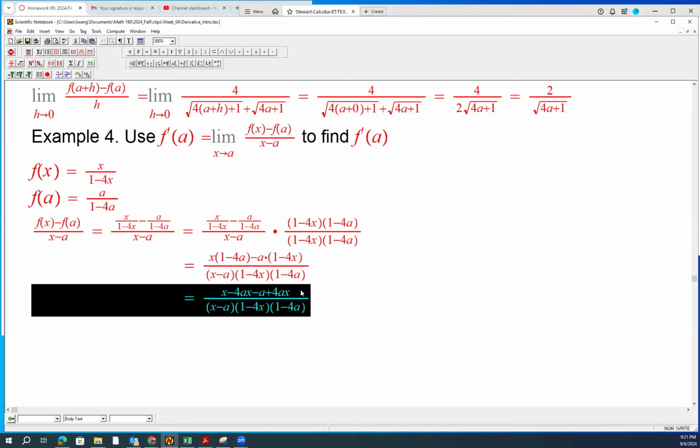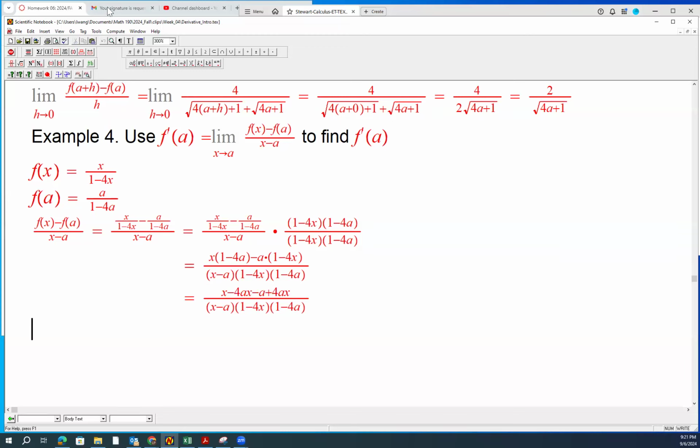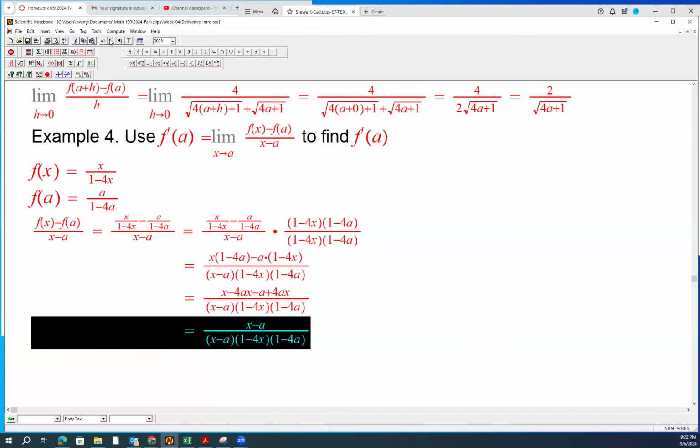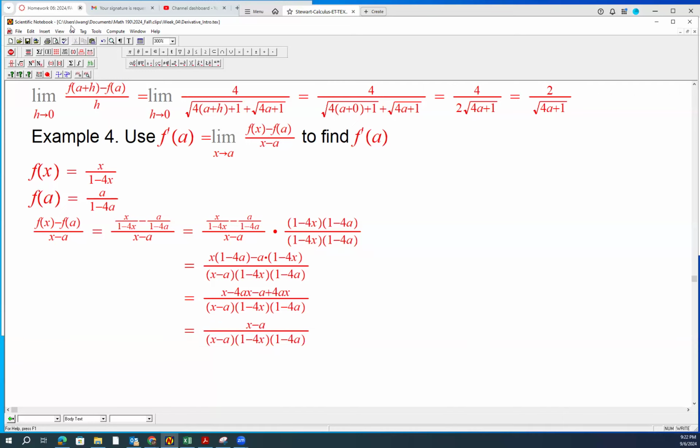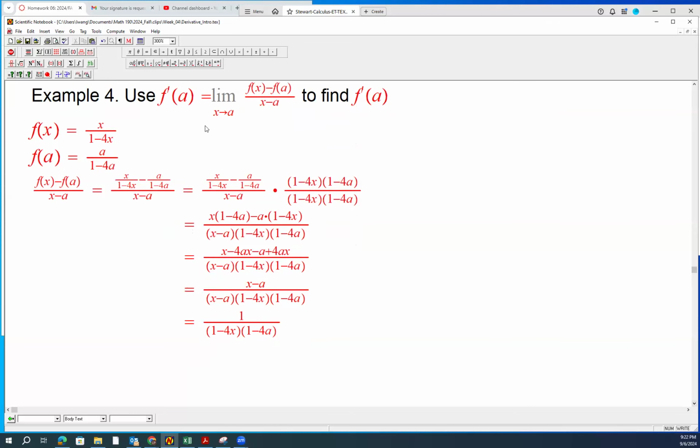And now by this time, we can see we got some opposites. We love opposites. Positive 4ax takes away this piece. So we have x minus a on the top. The x minus a, x is not going to be a because x is approaching a, x is not a. So these two will reduce. There we go. Finally, we get to something manageable.